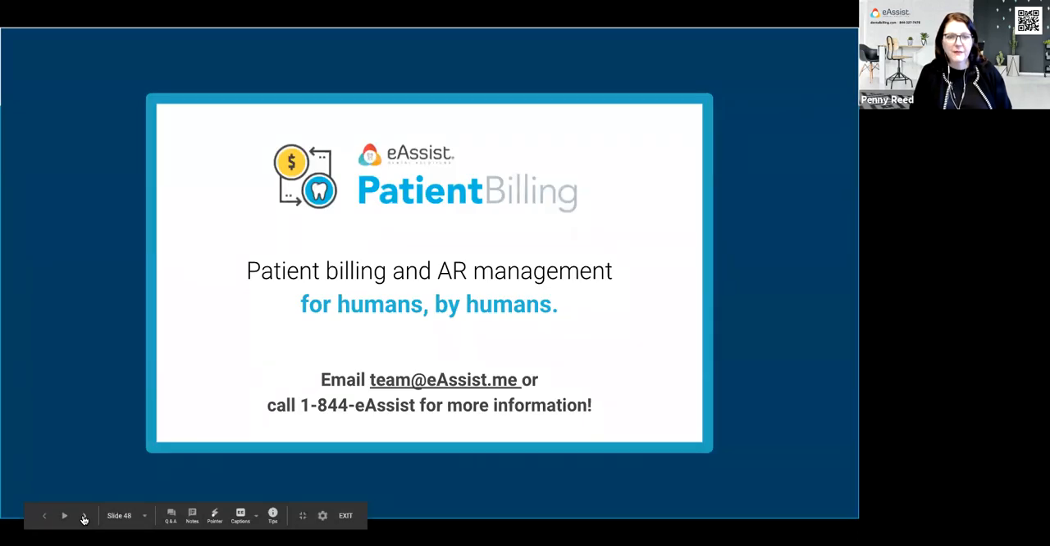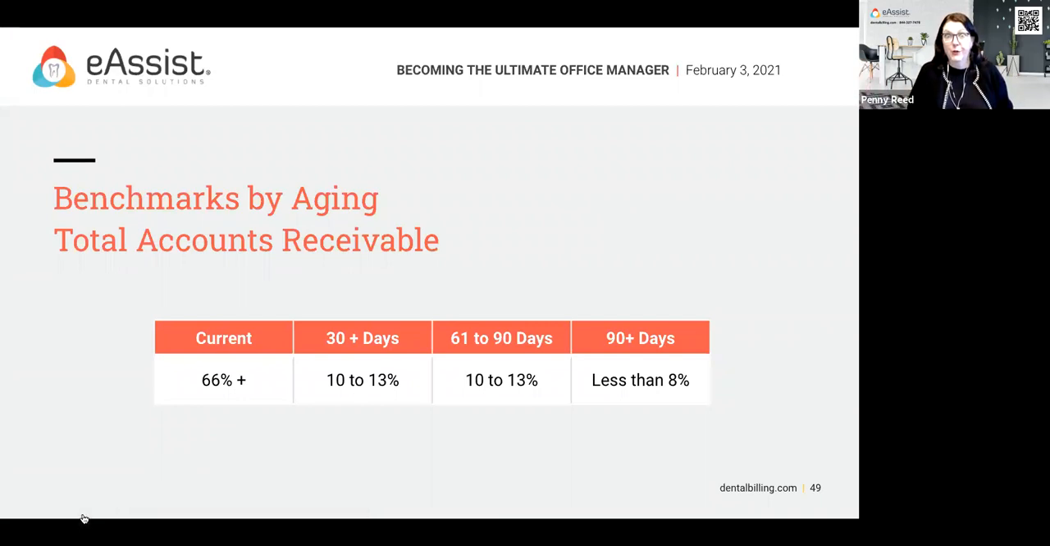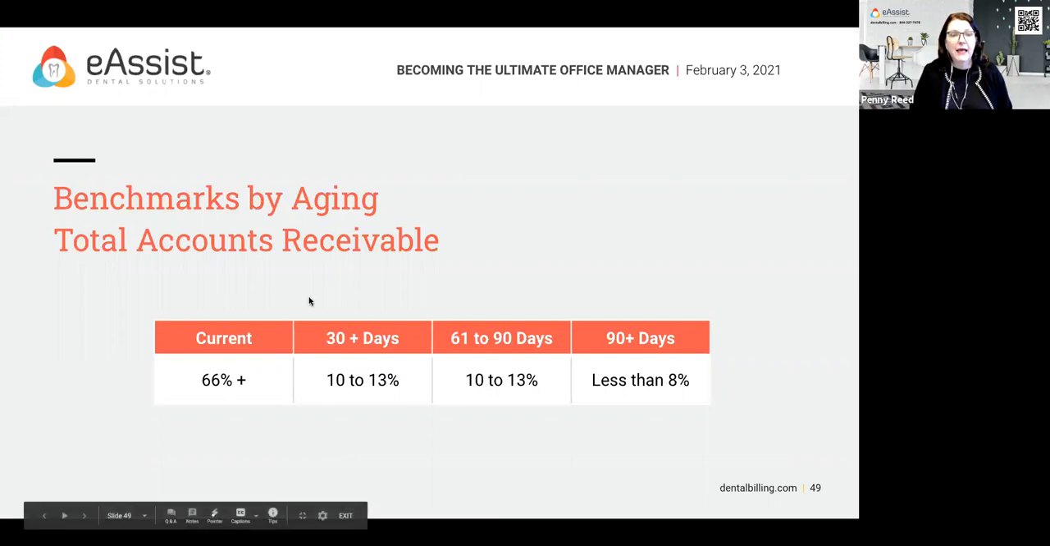Okay, so again, just a little reminder here about our patient billing services. We are doing our best to give you the tools to handle this in-house. And as Sarah mentioned earlier, we have an amazing team. And really the purpose of this being outsourced is it's not collections. We don't want you to wait until, oh wow, it's been a year, we're probably not going to get paid. Benchmarks of aging by total receivables.